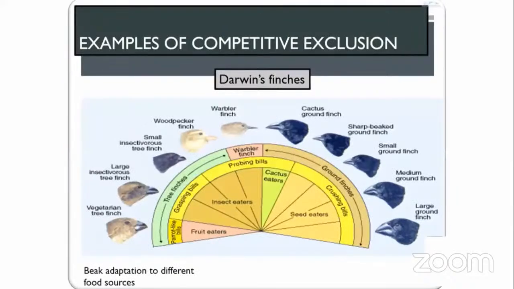Here it is classified. You can see on the left hand side it is tree finches, warbler finch, okay, and ground finches. And you can see in this category they have adapted in such a way that one will have fruit eaters, then insect eaters, and so on, cactus eaters, and so on. Okay, so this change is for coexistence, but they adapted to avoid competition.